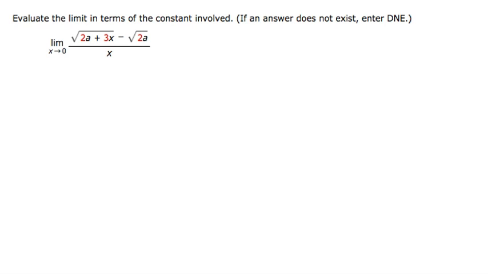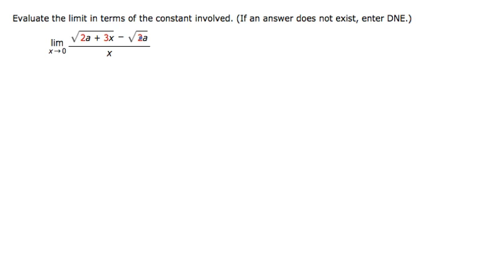In this problem, we want to find the limit as x approaches 0 of this expression, which involves a radical minus a radical all over x. Now, if we plug in x equals 0 here and here, we're going to get 0 over 0 for the fraction, which is indeterminate. So we have to multiply this expression by some kind of form of 1 in order to manipulate it and rewrite it so that we can eventually take the limit by plugging in 0.